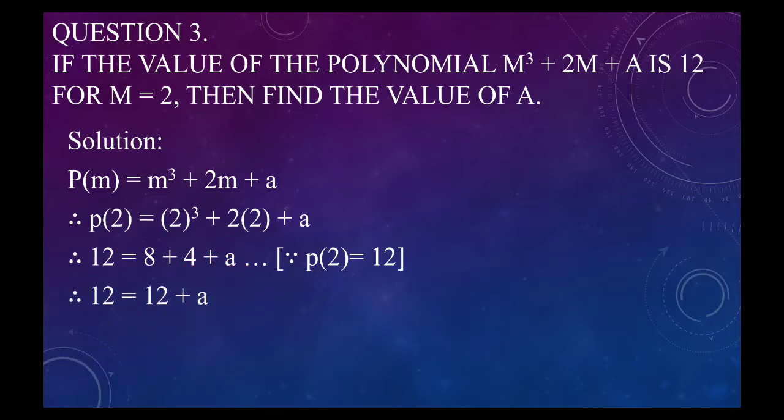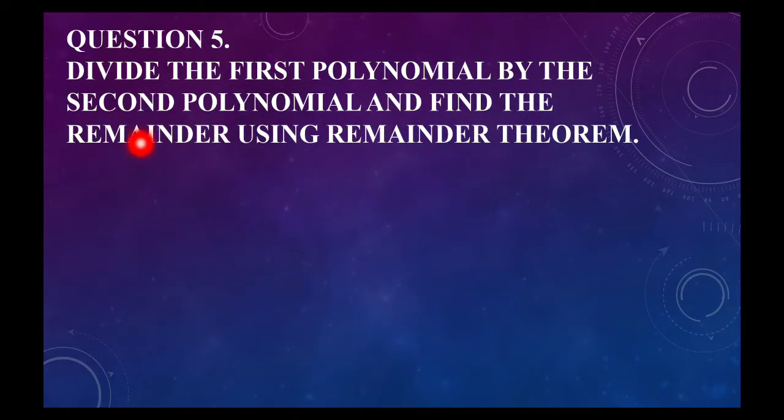So after doing the calculation, children, 12 is equal to 12 plus a. Therefore a is equal to how much, children? A is equal to 12 minus 12, that is equal to 0. Therefore a is equal to 0. Understood? Now question number 5, children.